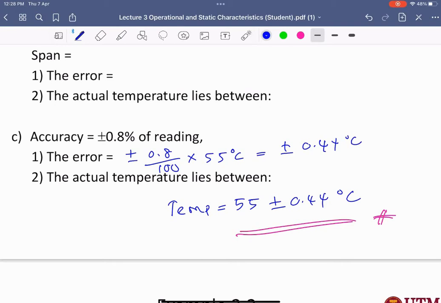So this is how to find the accuracy first, and then you can find the error.